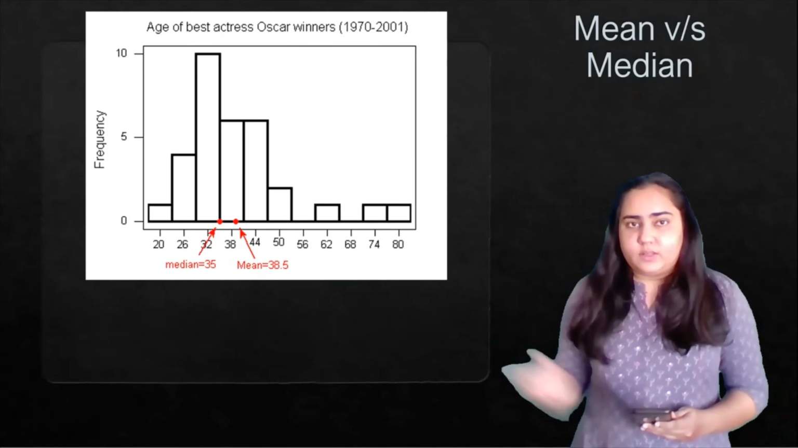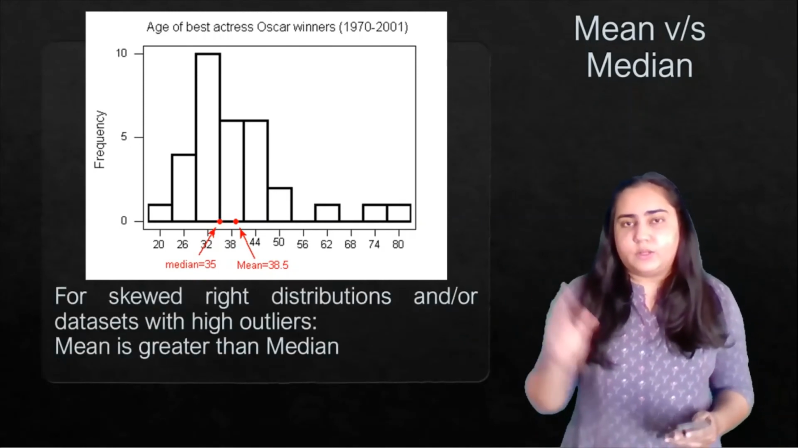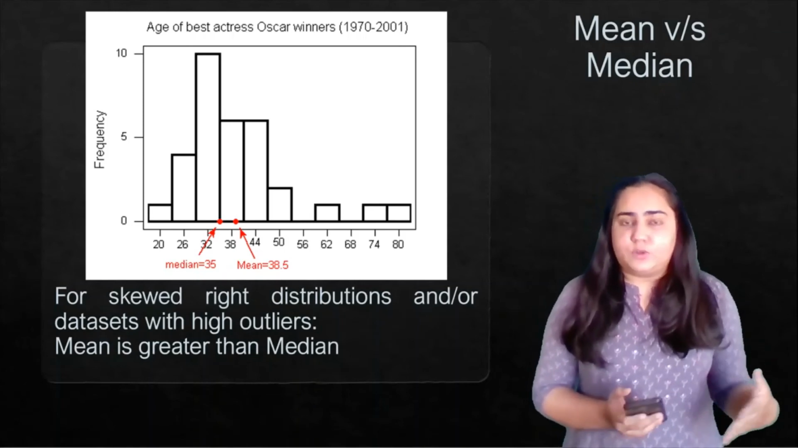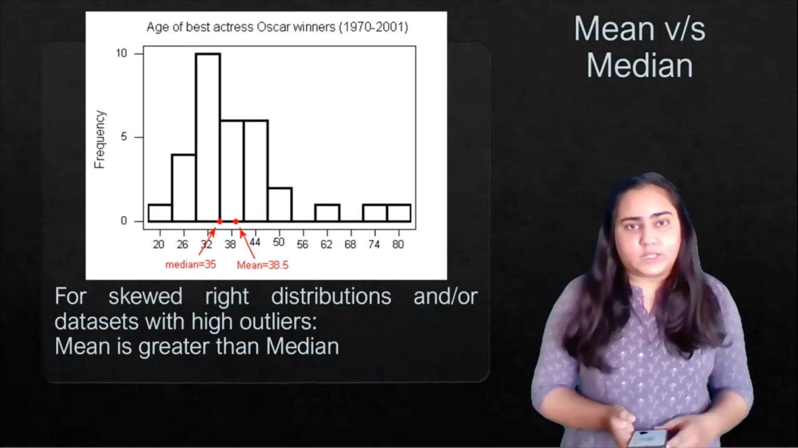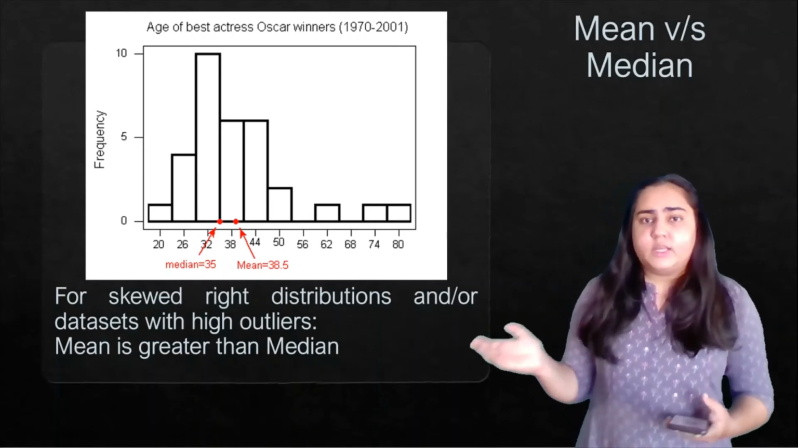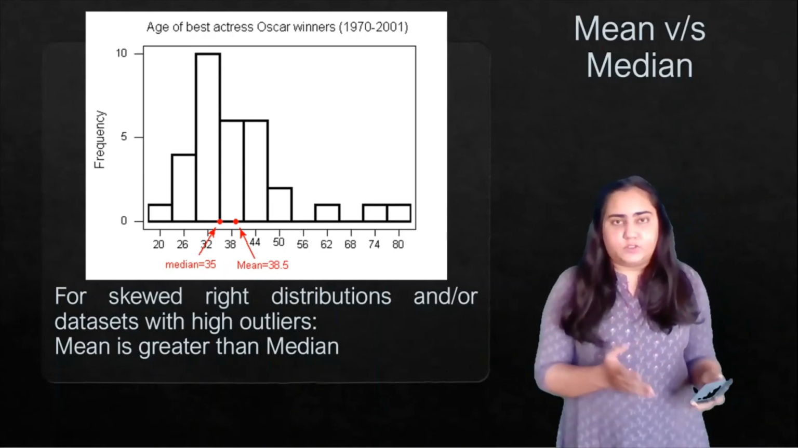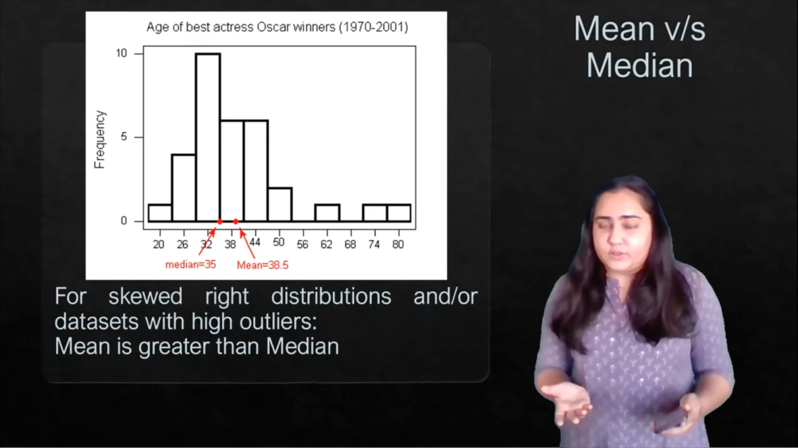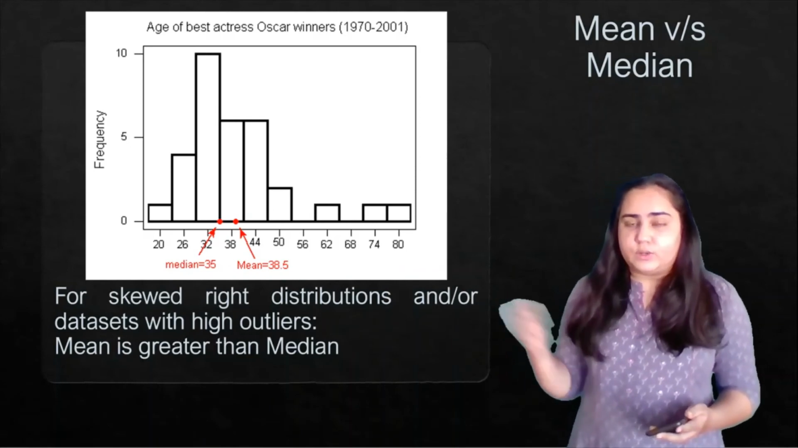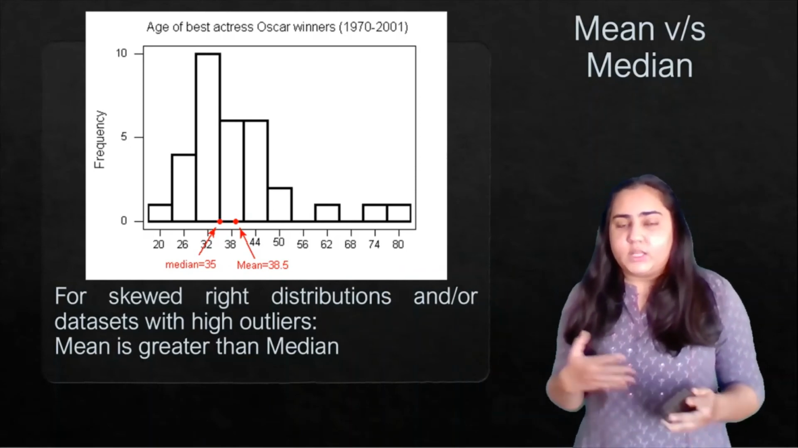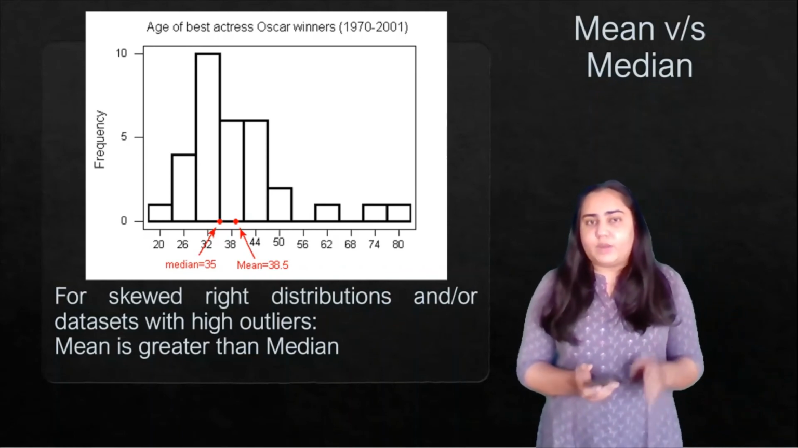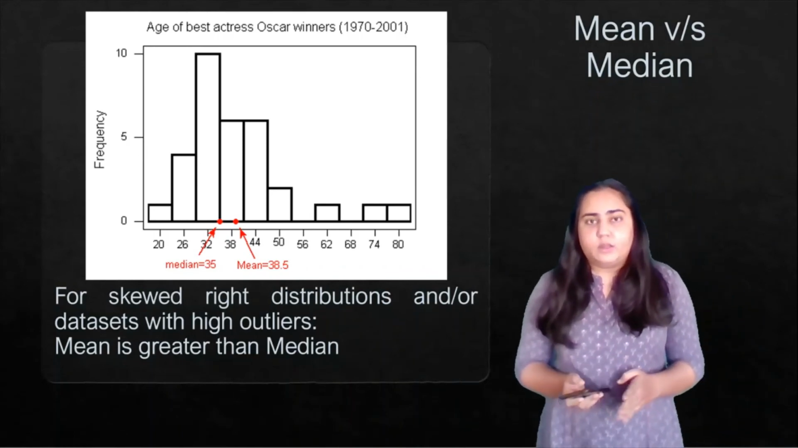Take a look at this distribution, which is about the data set we used about ages of actresses who got the Best Actress award in Oscars from 1970 to 2013. It is a skewed right distribution because it is flat on the right side. And it does have outliers. It has many outliers, as you can see here. On the right-hand side, there are many outliers. So in such a case, the mean will be greater than the median.